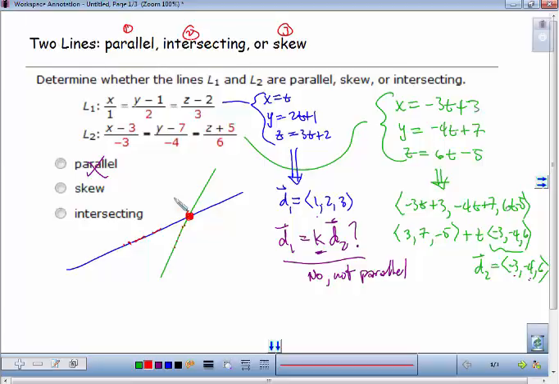What I'm trying to get to is the idea that we may need to change the parameter for one line into something else that's different from t, in case it crosses that point at a different time.